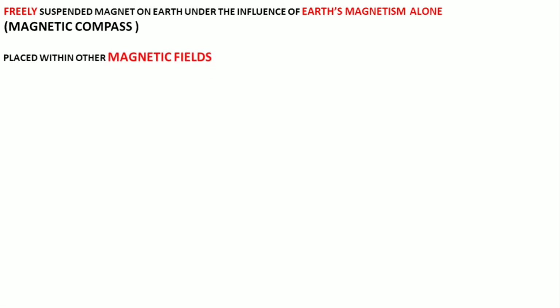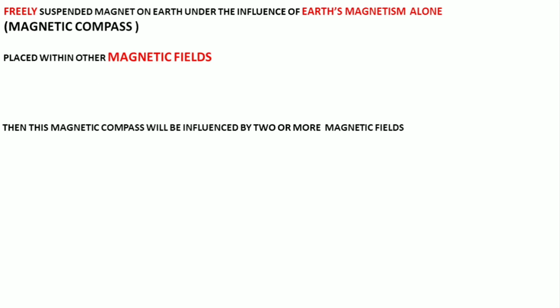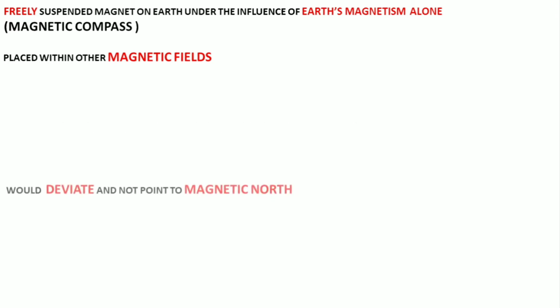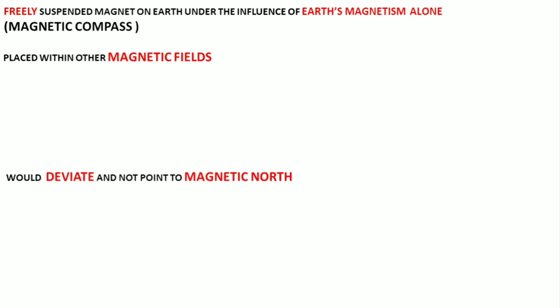Now if the same magnetic compass is placed within some other magnetic field, a changing magnetic field as such, then this compass will be influenced by more than the Earth's magnetic field. It will be influenced by two or more magnetic fields. Then such a compass would not be pointing towards magnetic north. It would deviate from the magnetic north.